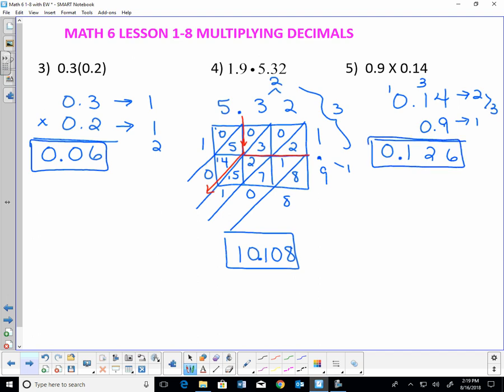Hopefully this is a review to you and not completely new. Hopefully you've done multiplying of decimals prior to reaching this class. If you're struggling with this, please see me in class and I will go over some of this stuff with you some more. Let's work on a word problem.